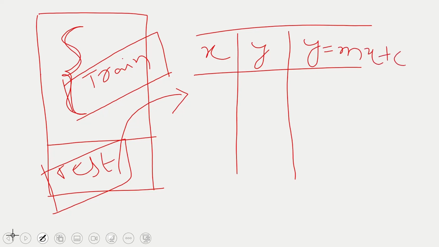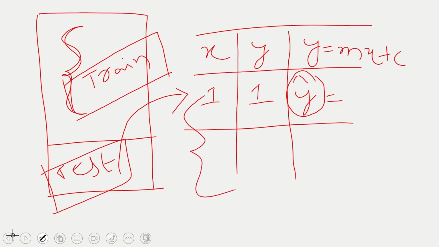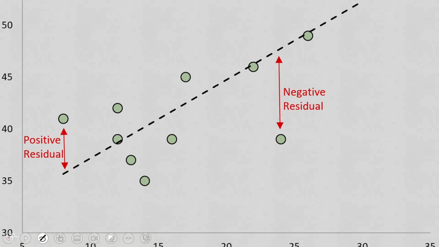Let us take an example x equals 1. By substituting x equals 1, we will find a new value y. This is the y predicted, and we will have the y actual also. In the same way, we will find all the values of y predictions. And after predictions, we will plot a graph. Let us take an example.